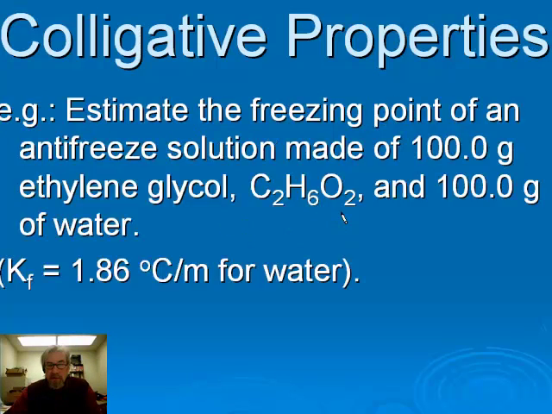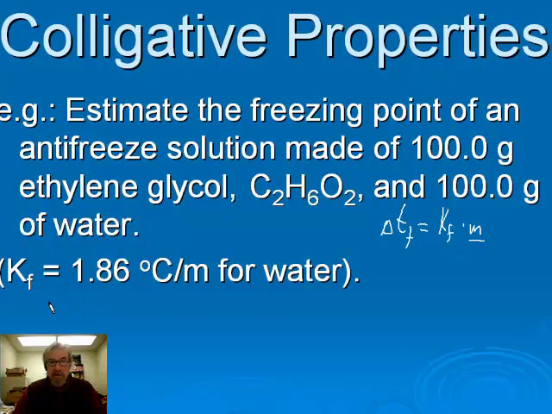So here's a problem that allows us to work with freezing point depression. It says, estimate the freezing point of an antifreeze solution made from 100 grams of ethylene glycol, which is C2H6O2, and 100 grams of water. And Kf for water, which we're considering the solvent here, is 1.86 degrees C per molal. Well, we know that freezing point depression is equal to Kf times the molality, and we know what Kf is, that's given to us. So we have to figure out the molality of this solution.